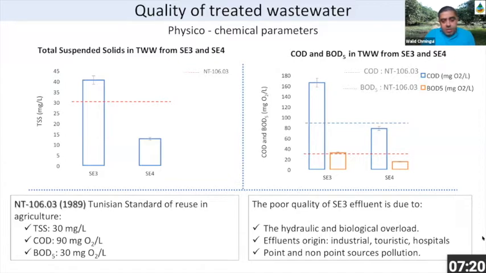As you can see in these diagrams, the analysis of treated wastewater showed that total suspended solids, COD and BOD for treated wastewater collected from SE3 do not comply with the Tunisian standard for use in agriculture, due to the overload of the wastewater treatment plant and the discharge of effluents from hospitals and tourism. Meanwhile, treated wastewater samples collected from SE4 are within the threshold values of the Tunisian standard.